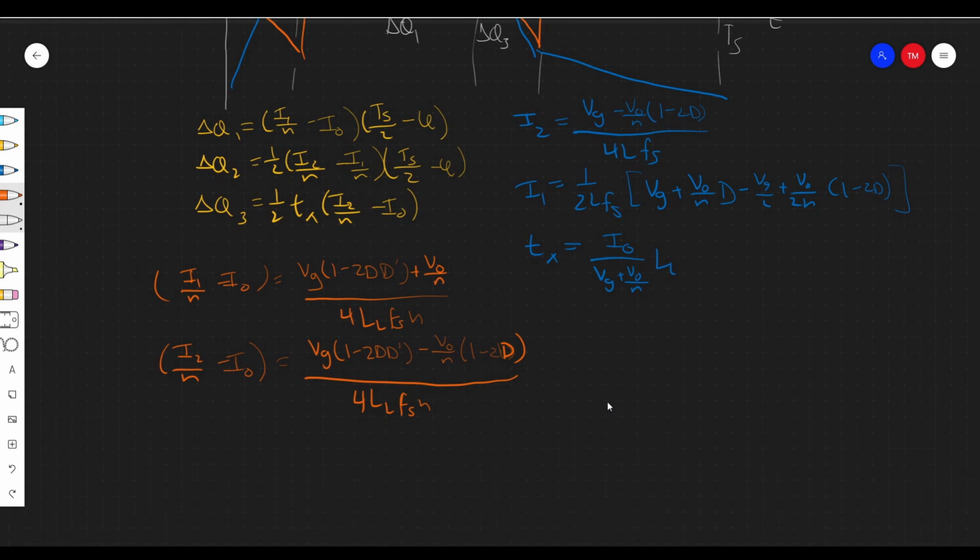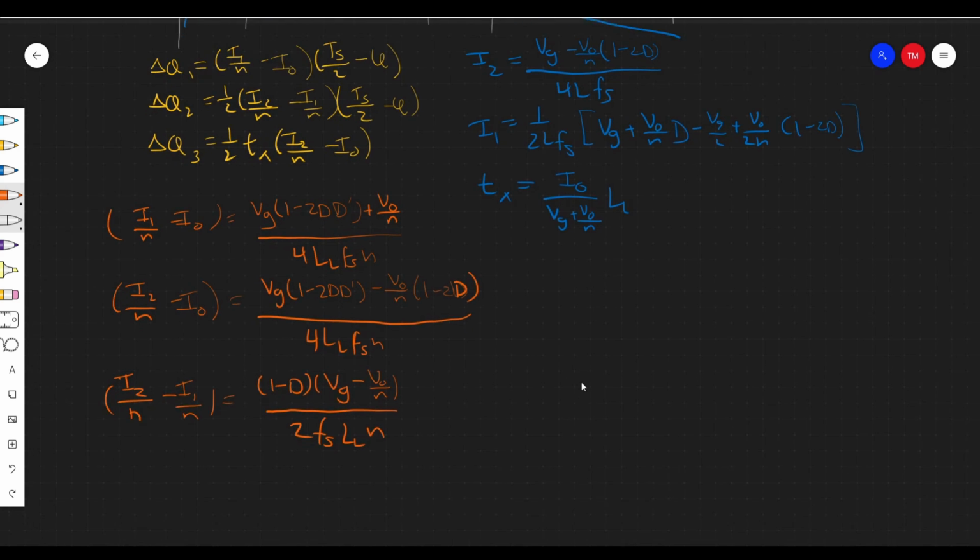And then finally, we have one more term that we're kind of interested in. It's this I2 minus I1, right? So I2 over N minus I1 over N. This is equal to 1 minus d times Vg minus Vout over N, over 2 Fs L leakage N.